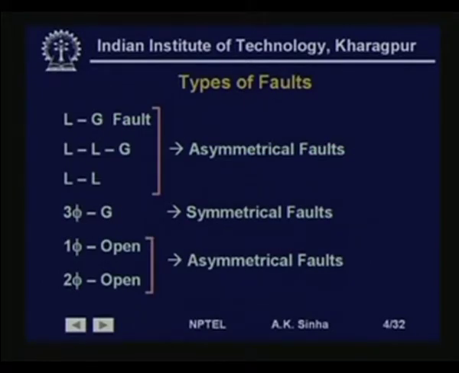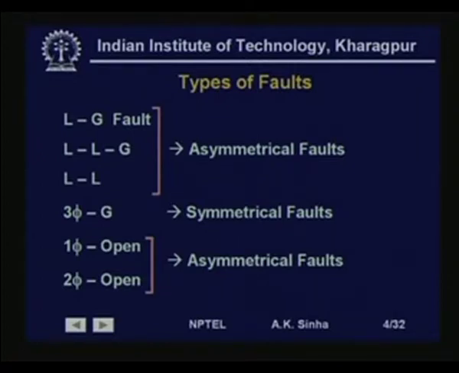As we discussed in the previous lesson, there are different kinds of faults which occur in power system, such as line to ground faults and line to line faults. These are asymmetrical faults. Similarly, three phase to ground fault is a symmetrical fault. All these faults are basically short circuit faults, whereas we have other types of faults which are basically open circuit faults, like a single phase open, that is one line gets open, or two lines get open. In both these cases, the fault again is an asymmetrical fault, because the voltage and currents in all the three phases are not balanced or symmetrical.